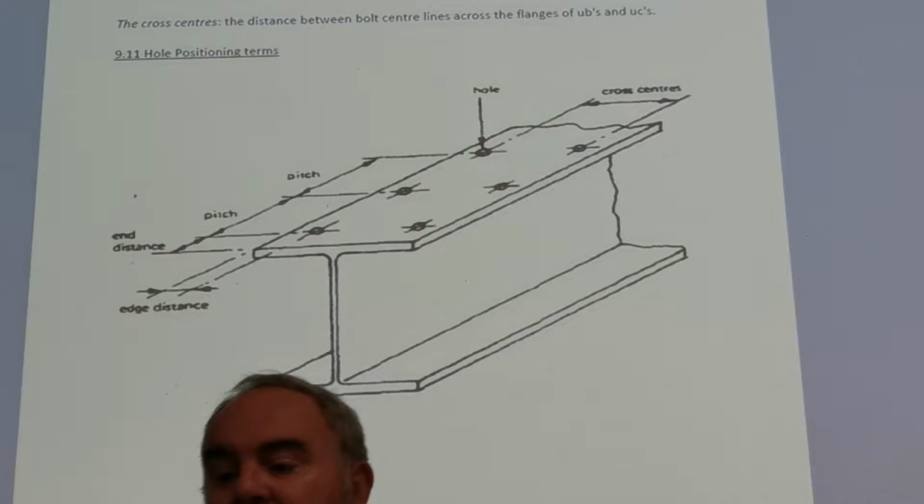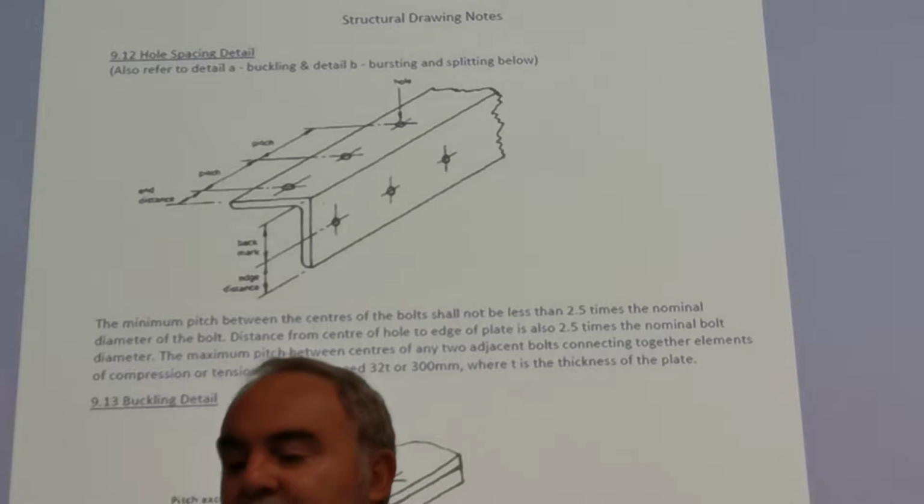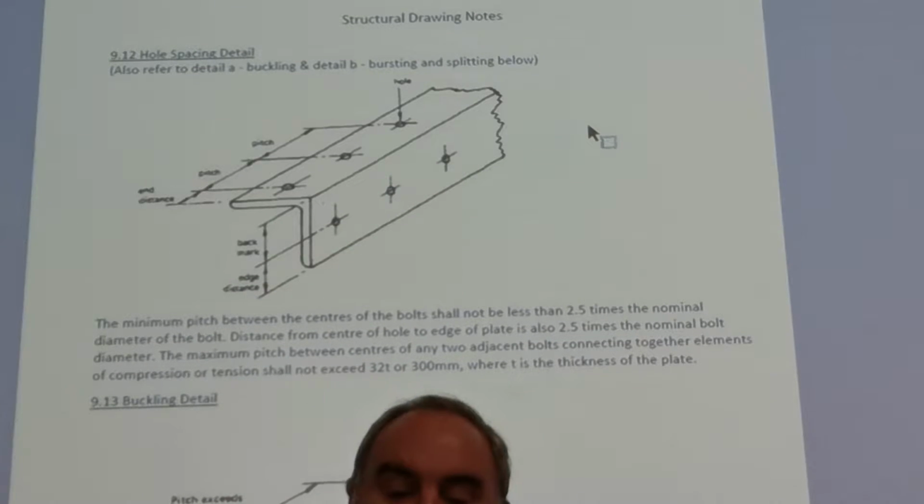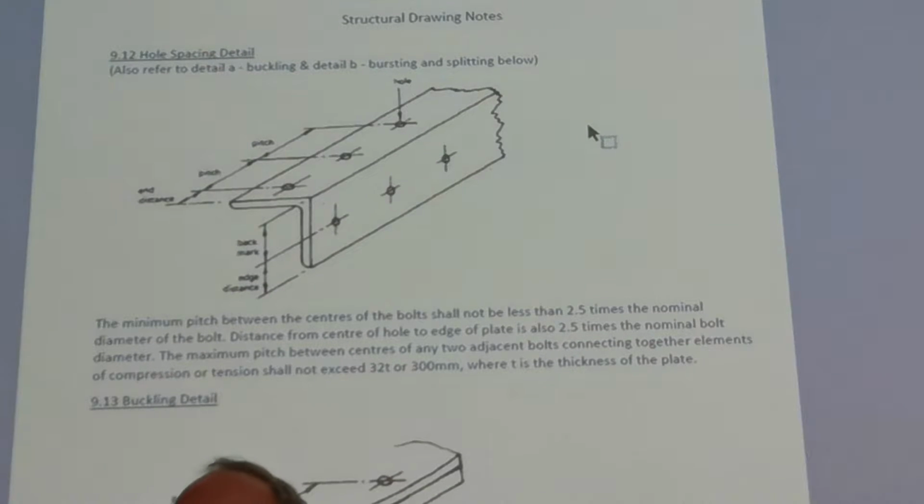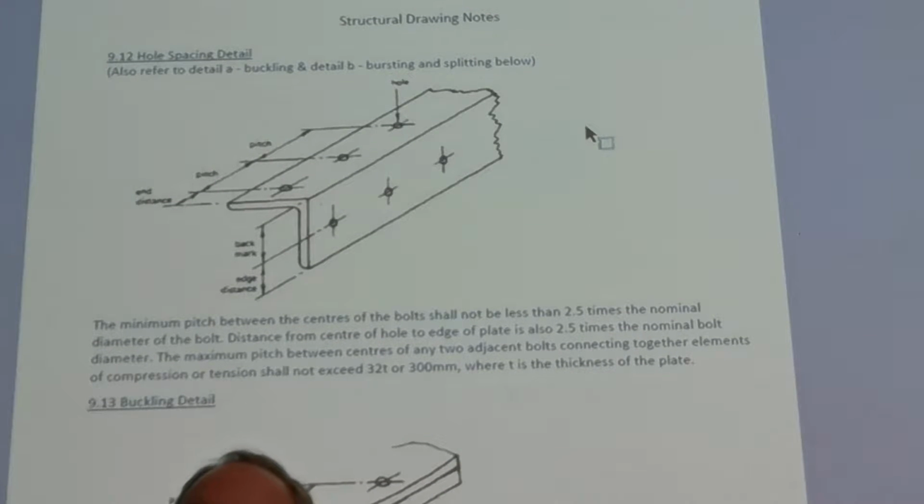And the same goes for an angle, except that with an angle we have something called a back mark. The back mark is where the angle fits up against a wall or another steel member, and the back mark is explained there. I have a question on the back mark in the test.